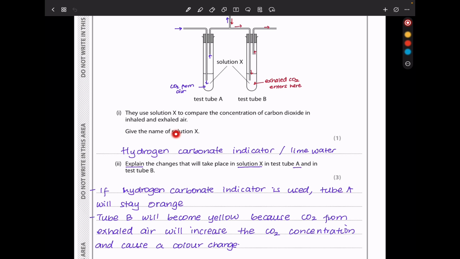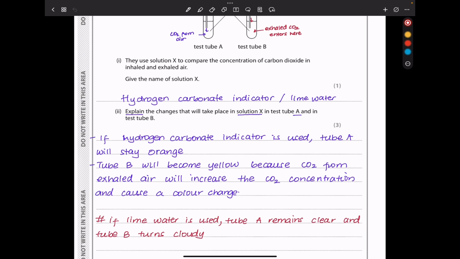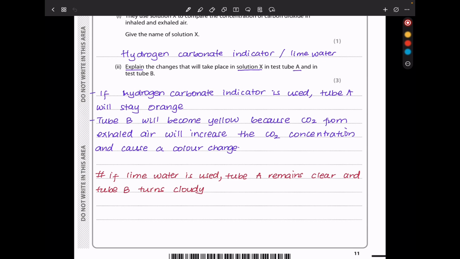They say they use solution X to compare the concentration of carbon dioxide in inhaled and exhaled air. Give the name of solution X. Solution X could be hydrogen carbonate indicator or lime water. Explain the changes that will take place in solution X in test tube A and in test tube B.